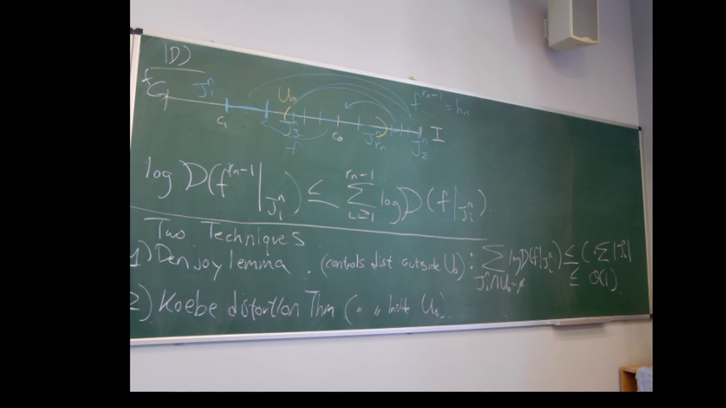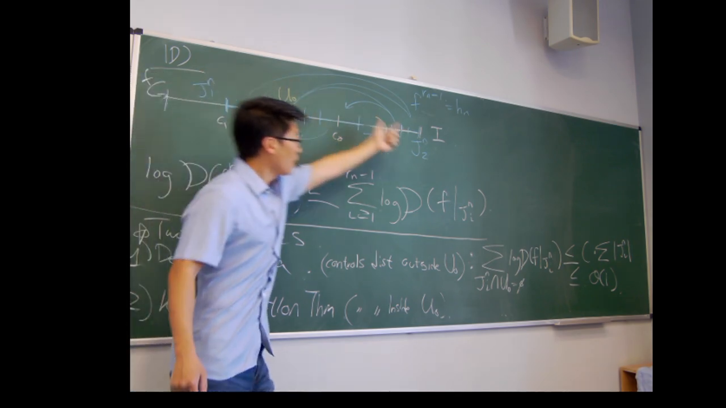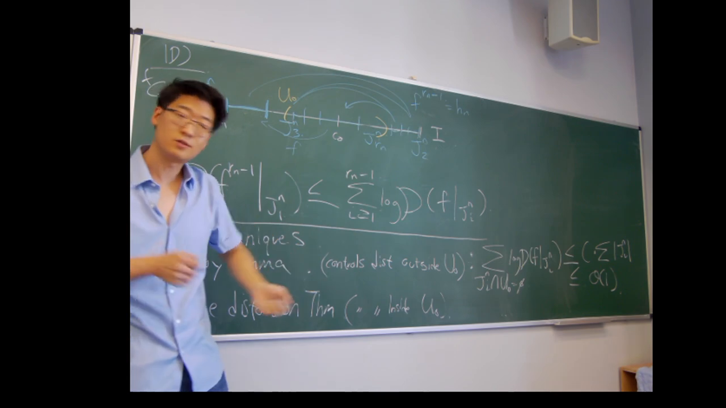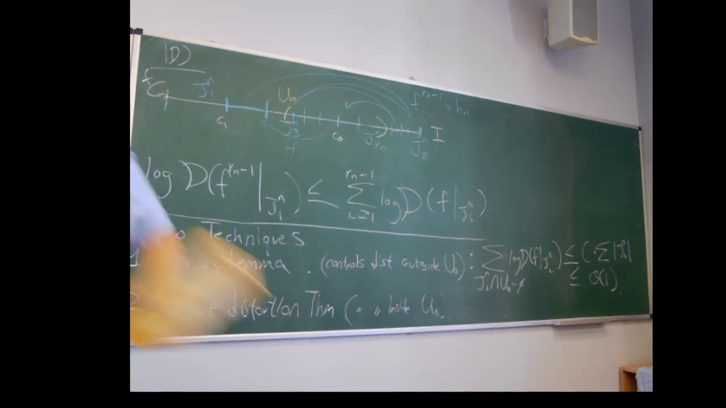And then there's this Koebe distortion theorem, which is more sophisticated, and it deals with the fact that near the critical orbit, the correct geometry to look at is not Euclidean geometry, which is what you use to control distortion using the Denjoy lemma, but actually hyperbolic geometry on the line. This I don't think I can get into to any extent, so let me just comment a little bit about how to adapt this idea of controlling the distortions that you pick up away from the critical point by the total length of the arcs.